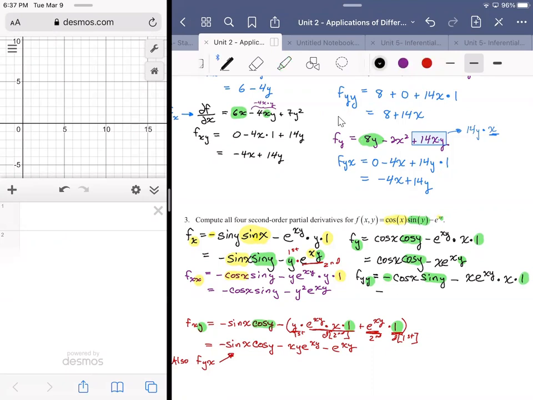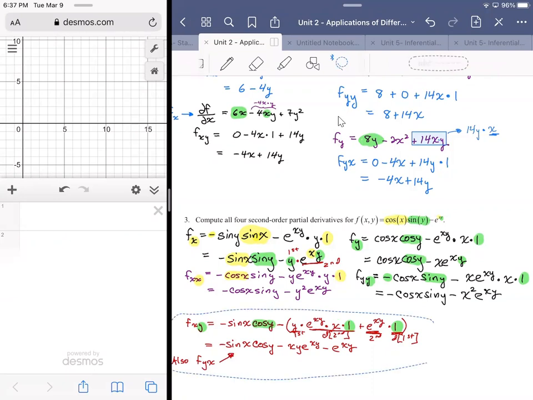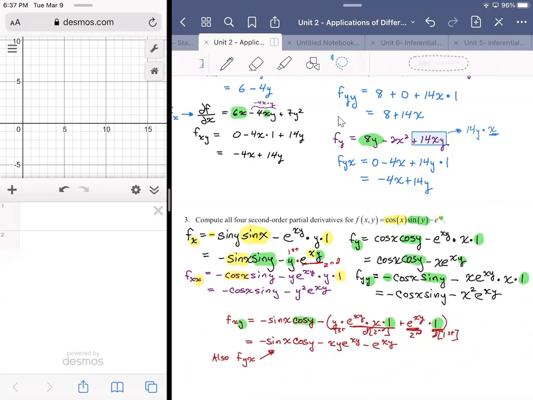So then if we were to clean this up, there isn't any more to clean up here than there was for the f sub xx, which would be negative cosine x sine y minus x squared e to the xy. Right. And so that leaves all of this stuff to be the mixed second order partials. Right. So they amount to the same thing.